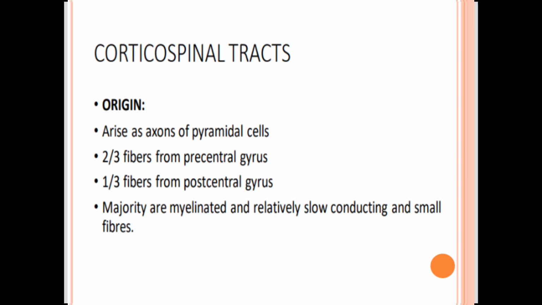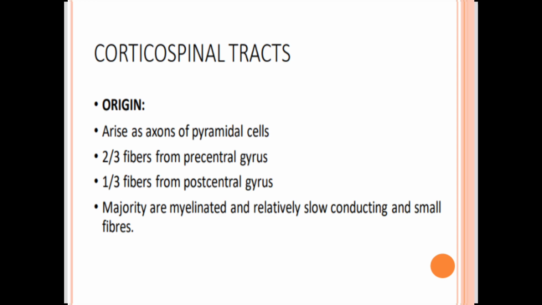Let's first talk about its origin. As you know, in the fifth layer of the cerebral cortex there are pyramidal cells, and these pyramidal cells give rise to axons. These axons are different in proportion, and they come from different areas of the cerebral cortex. Two-thirds of the fibers come from the precentral gyrus, while one-third of the fibers arise from the postcentral gyrus.